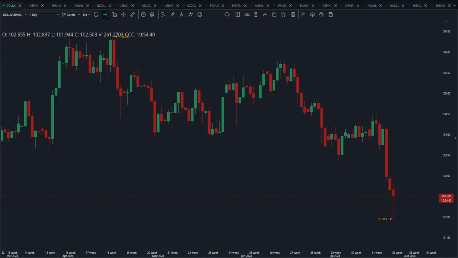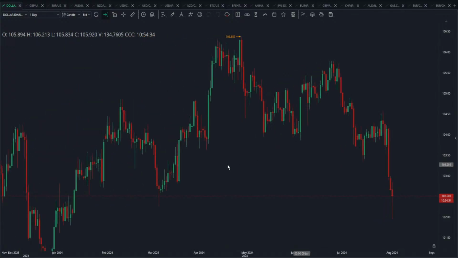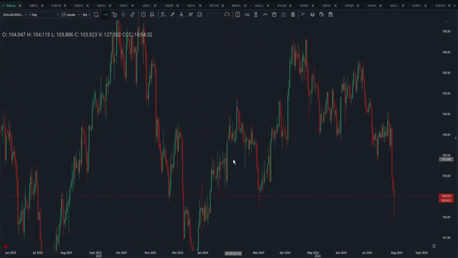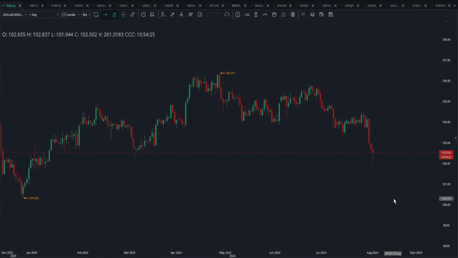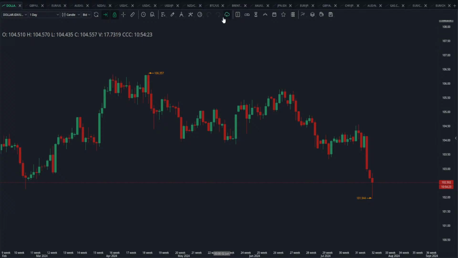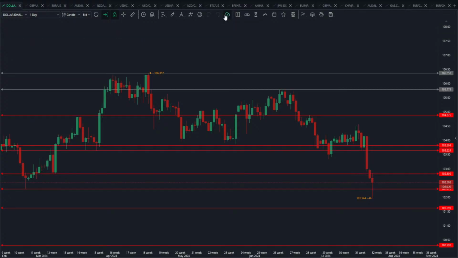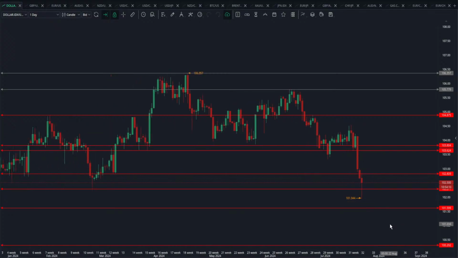On your screen right now is the 1 day chart of the US dollar index. I think I need to analyze it again because all my drawings are gone. Why? Okay, the drawings are back. I thought that my drawings were gone, but I saw something red over here. Okay, so here we are.